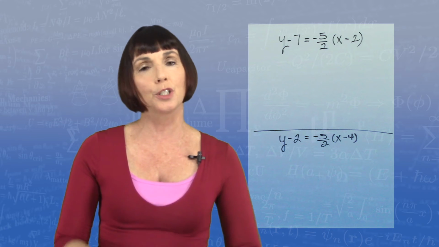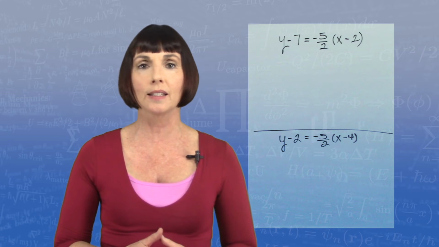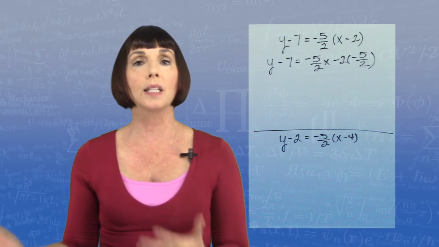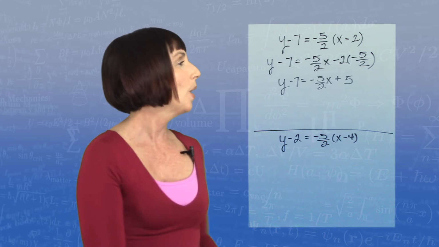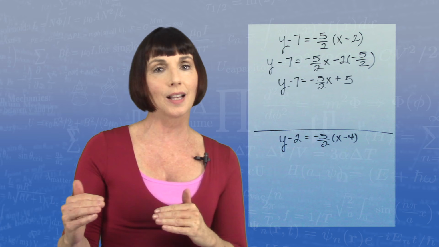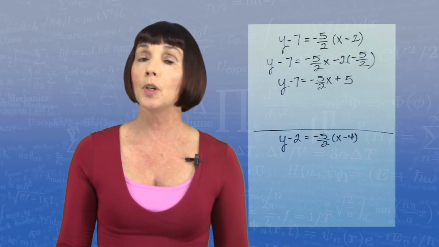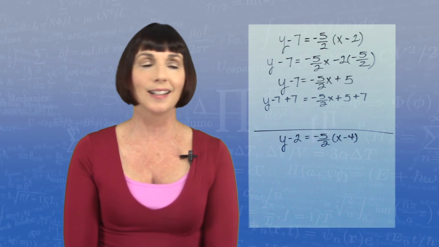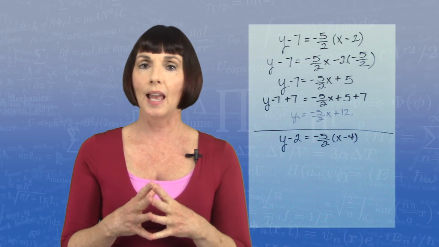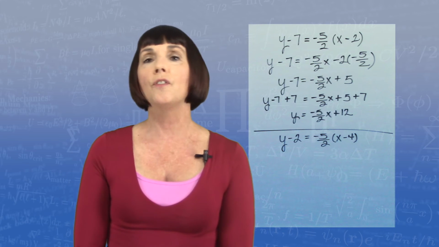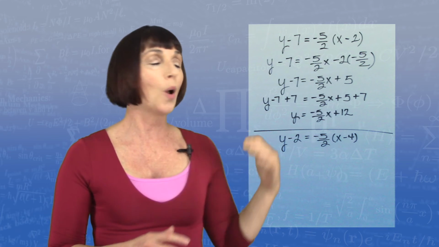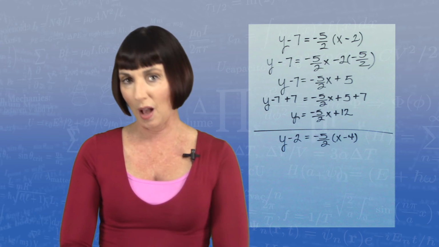The first thing I'm going to do is distribute my negative 5/2 through on the right-hand side, and I get y minus 7 equals negative 5/2 x minus 2 times negative 5/2. That gives me y minus 7 equals negative 5/2 x plus 5. My 2's cancel out, my negative signs cancel out, and I have a plus 5. Now I'm going to add 7 to both sides of this equation, and I get y minus 7 plus 7 equals negative 5/2 x plus 5 plus 7, and that gives me y equals negative 5/2 x plus 12. So the slope-intercept form of this equation is y equals negative 5/2 x plus 12.